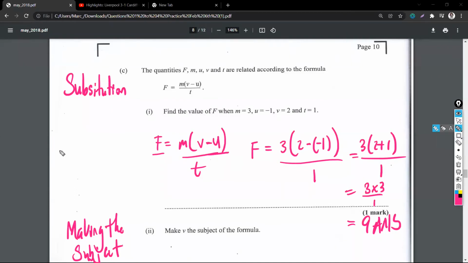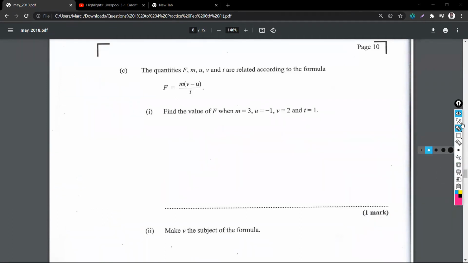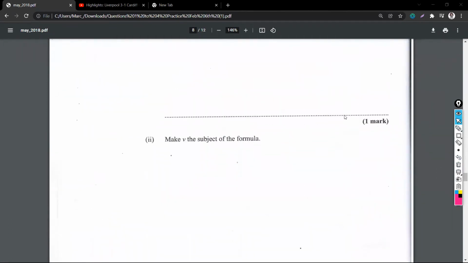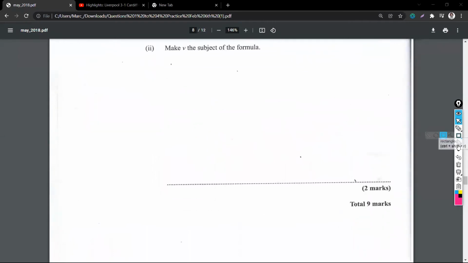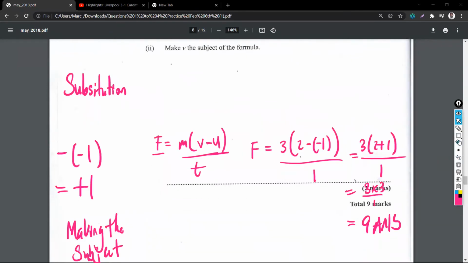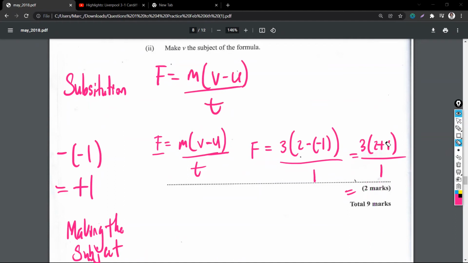The main thing to remember, guys, is 2 negatives will give you a positive. That's the main thing to remember for this question, and you'll definitely get it right. So the next part of the question now, guys, says make V the subject of the formula. So remember the formula is F is equal to M times V minus U over T. So that's the formula. Let me rub out everything else.